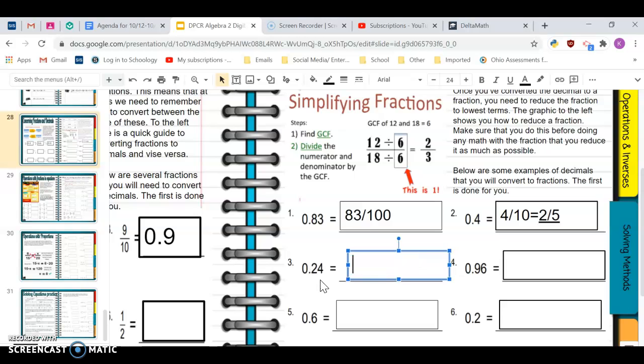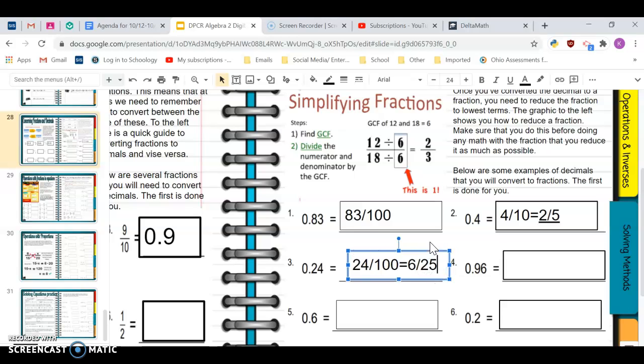Now over here we have 0.24. This 4 is in the hundredths place, so when I write this out, I have 24 over 100. But since these are both even numbers, I can simplify this some more. I could divide 24 and 100 both by 2. And let's see if there's anything further. Could I divide them both by 4? So let's try 4. If I divide 24 by 4, that gives me 6. 100 divided by 4 is 25. So this is actually 6 over 25.